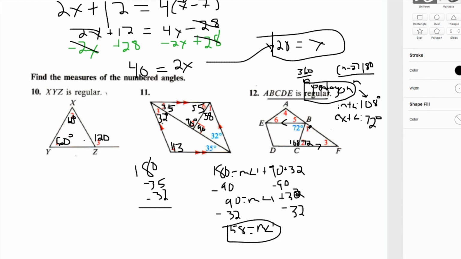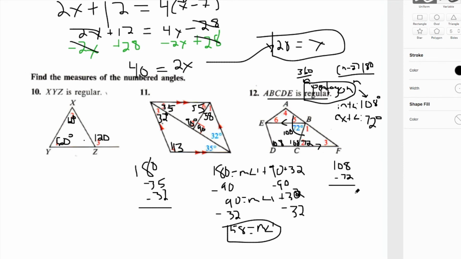Let's see here. Think. Mr. Fortin's actually got to think through this one a little bit here. This is 108. Okay, so we know that this whole thing right here is 108, and we know what's in blue is 72. So if we do 108 minus 72, that's going to tell us the measure of angle 5.